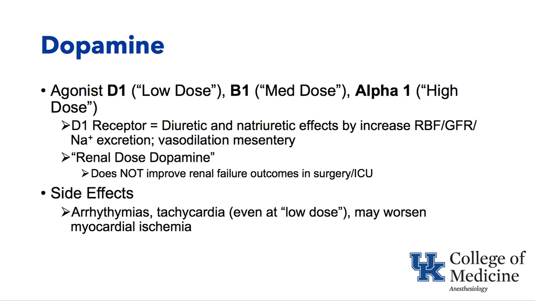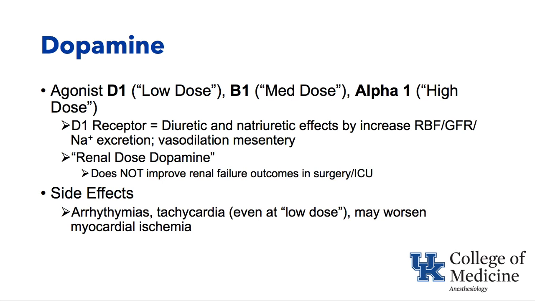Now, dopamine has effects at dopaminergic, beta-adrenergic, and alpha-adrenergic receptors. It's an agonist at dopamine 1 receptors, and most books will say in low dose, and in medium dose at the beta 1 receptor, and at high dose the alpha 1 receptor. However, there's lots of crossover here, and it's not uncommon to see beta 1 effects at relatively low doses of dopamine, that is, increased heart rate and contractility.